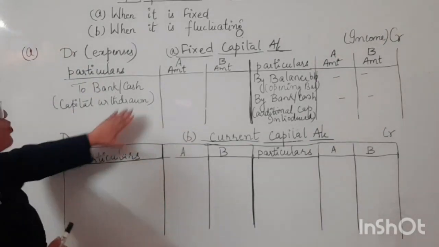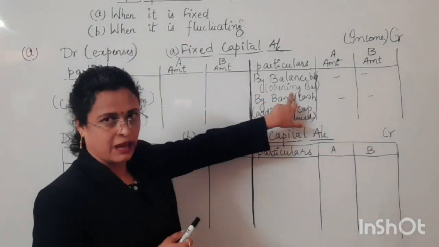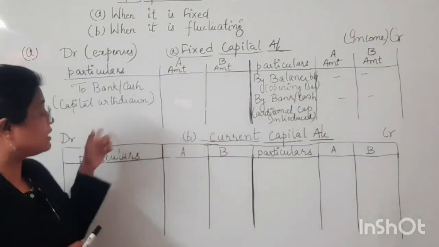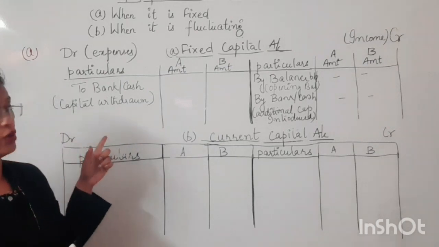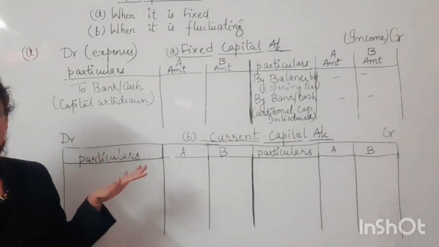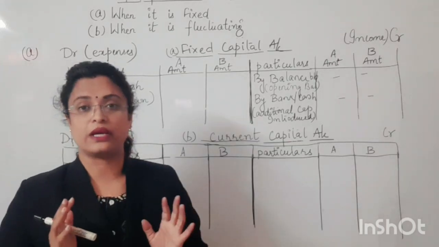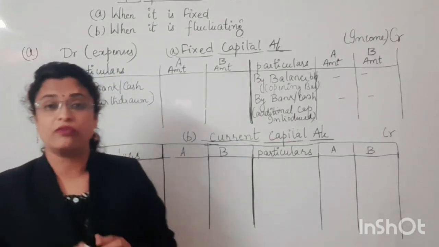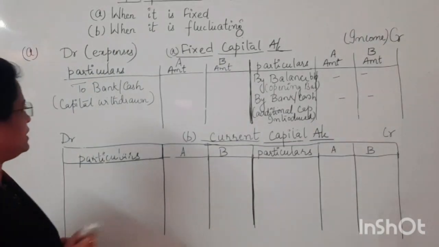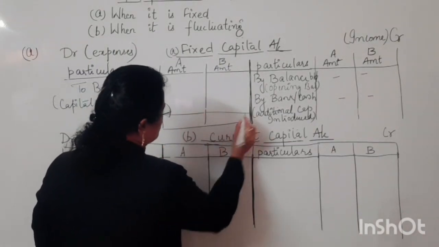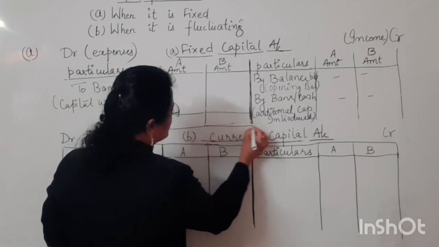So the first is the opening balance, the beginning capital which is introduced. The second is if additional capital is introduced, and the third is if capital is withdrawn. You know, children, there is a rule for the ledger account that at the end, when all the posting is done, the ledger account has to be balanced. So here we will be balancing the ledger account. Balancing basically means equalizing both the debit and the credit sides.